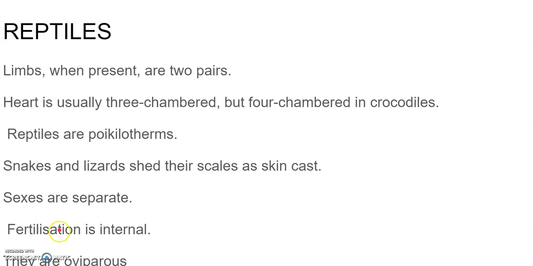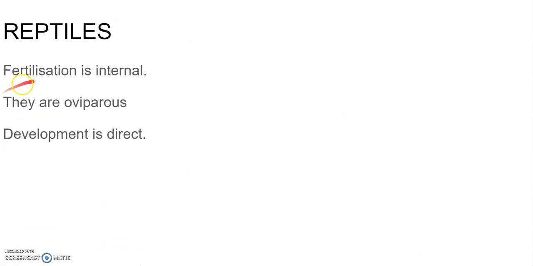Sexes are separate. Fertilization is internal and they are oviparous. Development is direct.